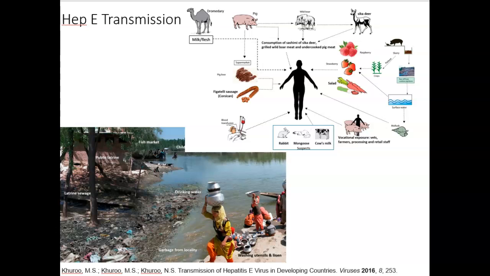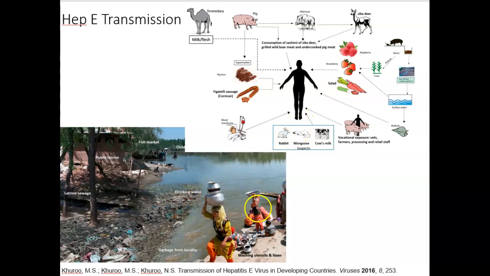So here is a diagram for transmission, right? With hepatitis A, it's just people and contaminated water. But with hepatitis E, we think it might be in other animals, camels, pigs, deer, and then the fecal material and waste from these animals from agriculture can also get into the water supply and infect people.